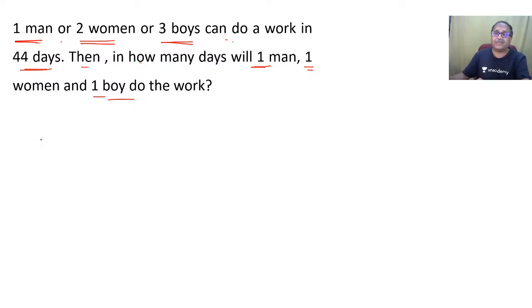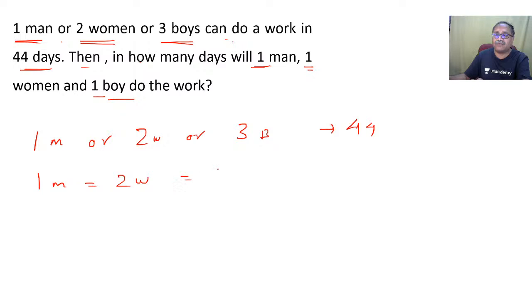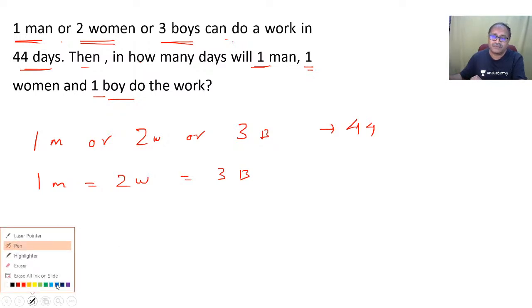The beautiful relation, it says that 1 man or 2 women or 3 boys can do the work in 44 days. That itself is indicating that 1 man is equal to 2 women, which is equal to 3 boys. Okay. Now, can I get the efficiency from this? Yes, I can get the efficiency ratio. How do I get the efficiency ratio over here? So that is this way.